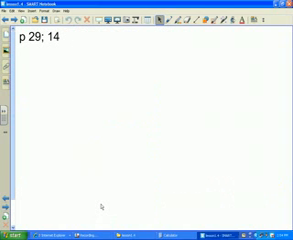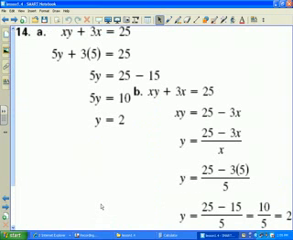So on page 29, you can try number 14. Pause this presentation and try number 14. So here in part A, I have the original equation, xy plus 3x equals 25. I'm directly substituting 5 for x, solving for y, y is 2. Or in part B, taking that same original equation, solve for y, and now substituting 5 for x, and getting that same value of y, again, positive 2.